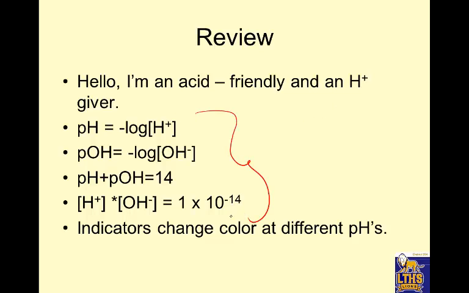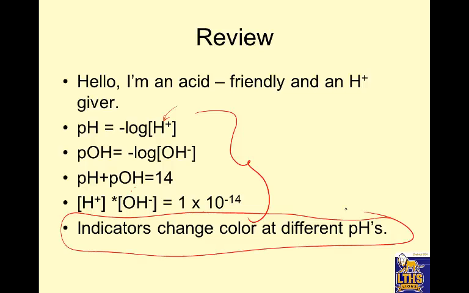These are the four formulas that we talked about, the mathematical ways to calculate. If you want pH, plug in negative log of H+. If you want pOH, plug in negative log of OH minus. If you want pH or pOH and you know the other one, use the 14. And if you want concentration and you know the other one, use 1 times 10 to the negative 14. And indicators change color at different pHs.